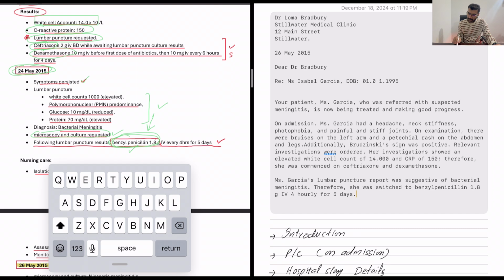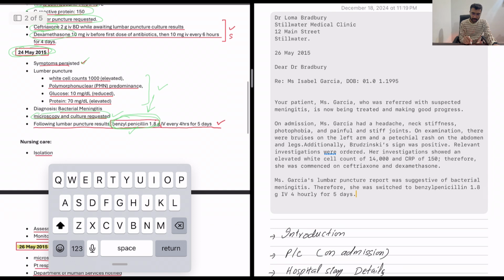Ms. Garcia's lumbar puncture report was suggestive of bacterial meningitis. Therefore, she was switched to benzyl penicillin 1.8 gram IV 4 hourly for 5 days. We can write IV instead of intravenous. That's fine. Then microscopy and culture. We can write it here or we can leave it for now.